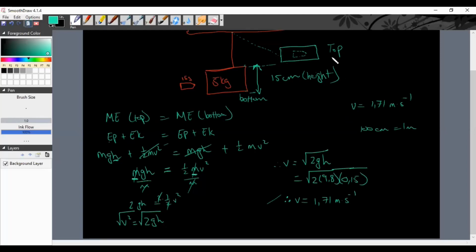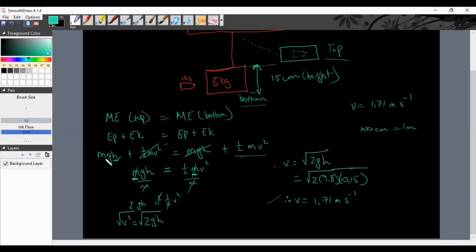The first step I did was recognizing which part was the top and which part was the bottom. The right hand side was easiest, because if anything swings back down to the bottom, it means there's no height. It's zero. It's at the bottom. That's why I knew there was only kinetic energy left on the right hand side.